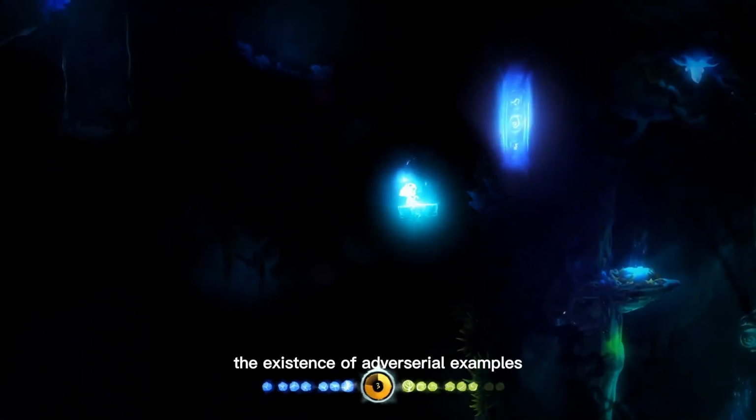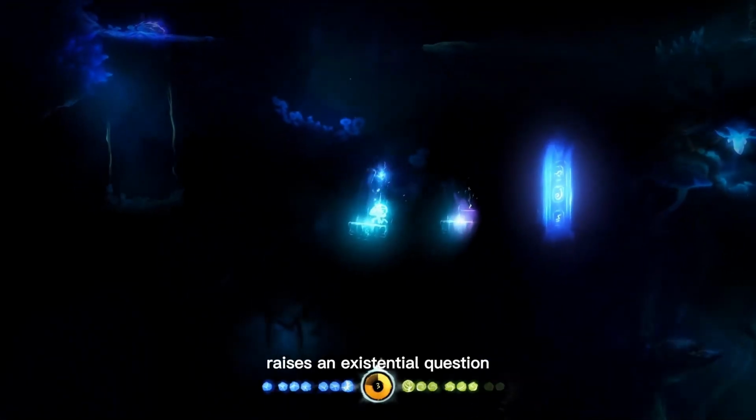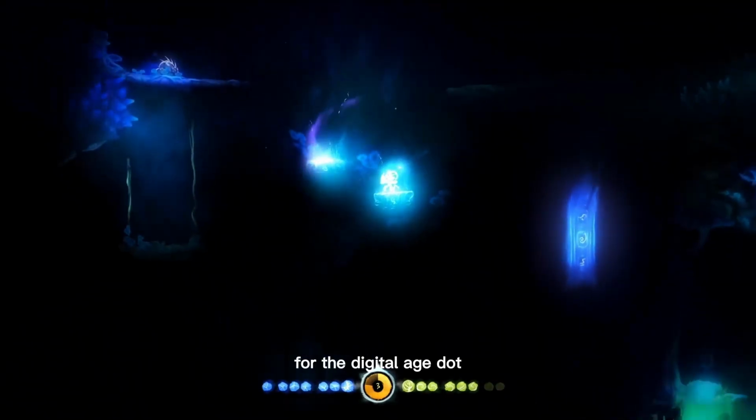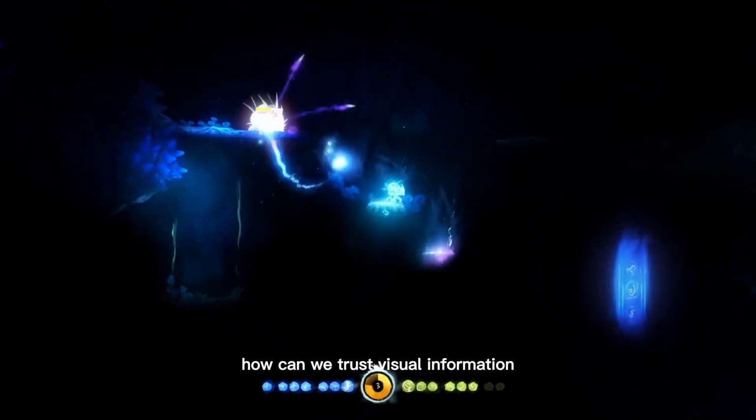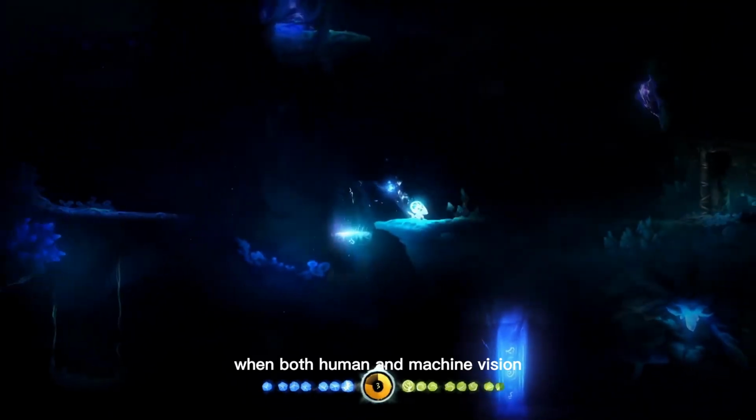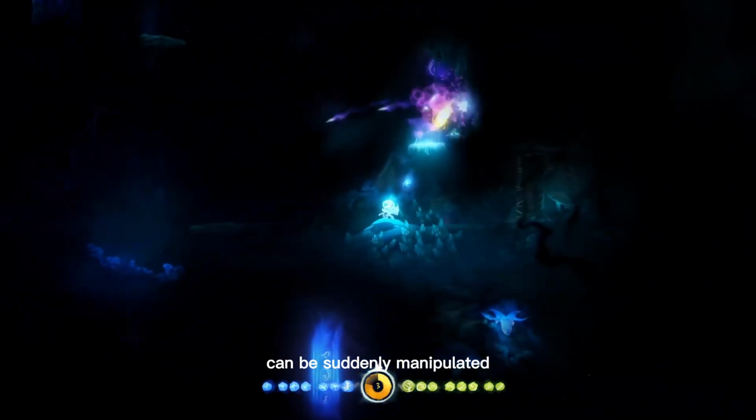The existence of adversarial examples raises an existential question for the digital age. How can we trust visual information when both human and machine vision can be subtly manipulated?